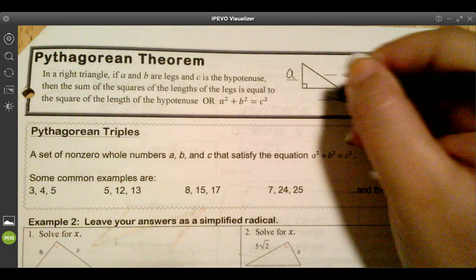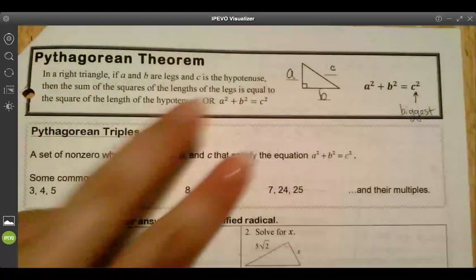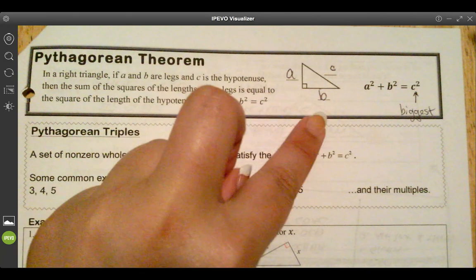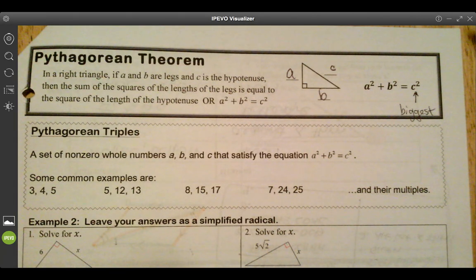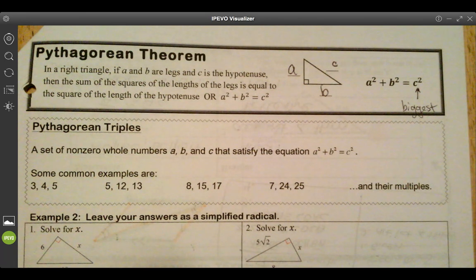So this could be A, B, and C. A and B are interchangeable. If I had switched that, if I had done B, A, C, it's still the same equation, because addition is commutative, so it will stay the same.